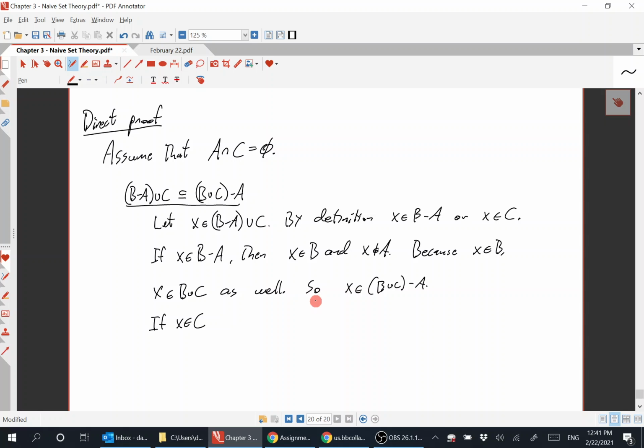Therefore, x is in B union C, and x is not in A. And that's the two pieces of information that we need to show that x is in B union C minus A. Right? To be in B union C minus A, we've got to be in B union C, and we've got to not be in A. And we have both of those. So there it is.